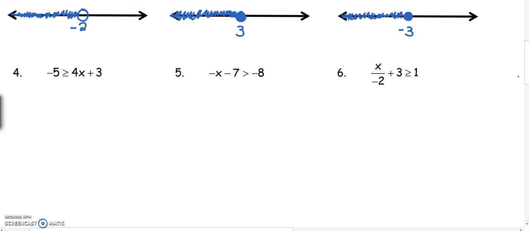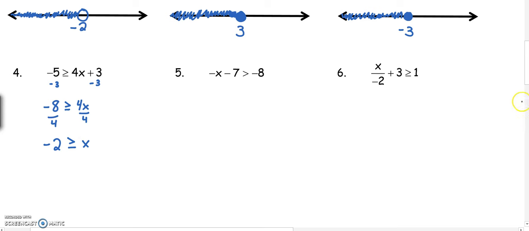Number 4, negative 5 is greater than or equal to 4x plus 3. So my first step is to subtract 3 from both sides. Negative 8 is greater than or equal to 4x. Then, in order to get x by itself, since it's 4x, that means it's multiplied. The inverse of multiplication is division, so we're going to divide by 4 on both sides. Negative 2 is greater than or equal to x.